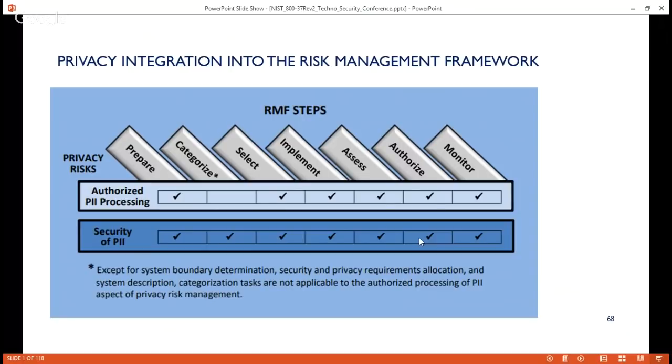And that's what this looks like. In your risk management steps, you'll notice in this graphic, you're looking at authorized PII processing that's covered in your prepare step, in your select, implement, assess, authorize, and monitor. It is not considered in categorize. Except for system boundary determination, security and privacy requirements allocation, and system description, categorization tasks are not applicable to the authorized processing of PII aspect of privacy risk management.